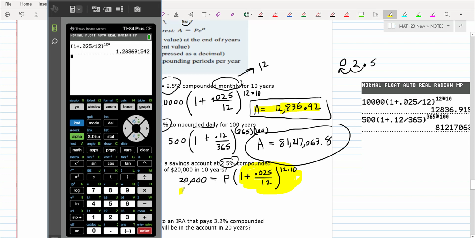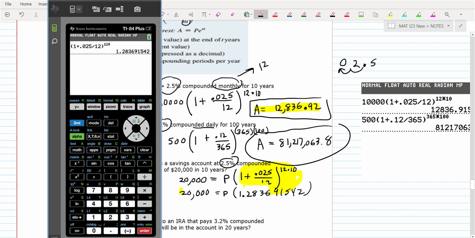And I would use every decimal that comes out on my calculator, just to be safe. Don't round stuff off because that'll affect your money amounts quite a bit. So we'll just write that as 1.28. That's what I have: the principal times 1.28 3691542, like that.